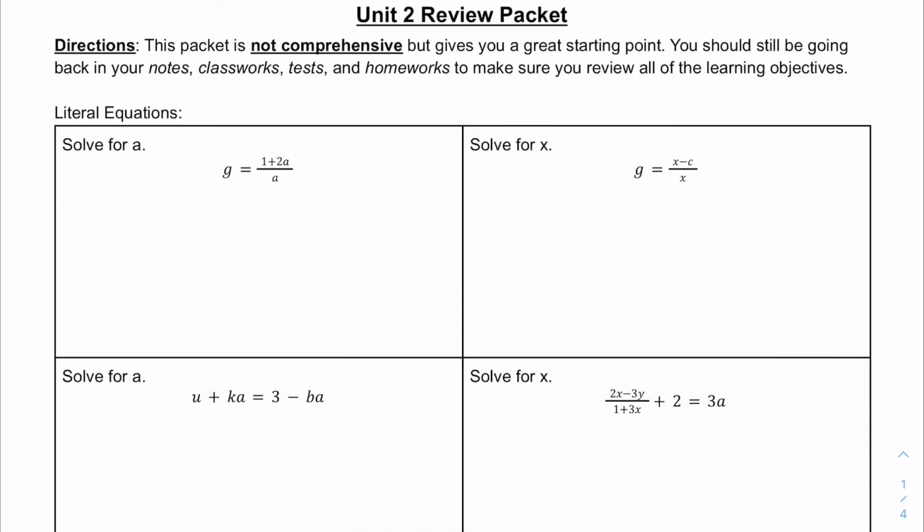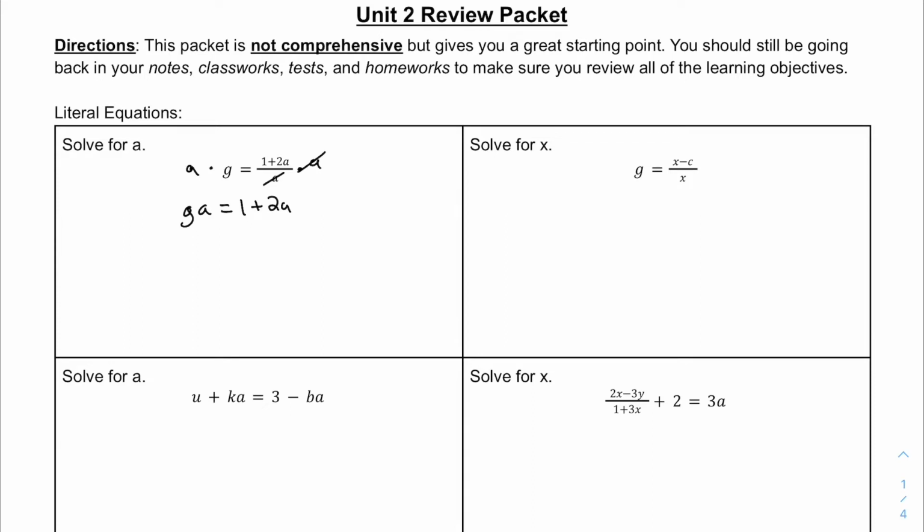Okay, we're going to go through the Unit 2 review packet, working through each of the problems to show the solution. So the first question, it's a literal equation. We are solving for a. We multiply both sides of the equation by a to get it out of the denominator. And we get ga equals 1 plus 2a.